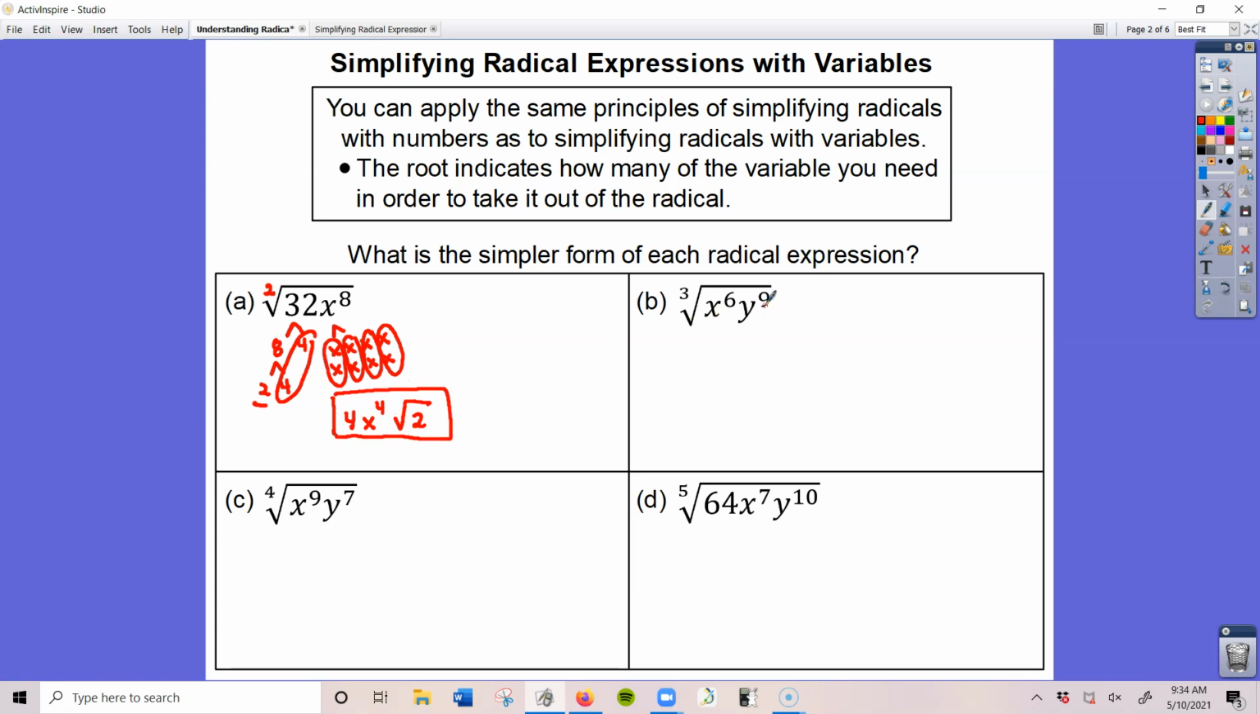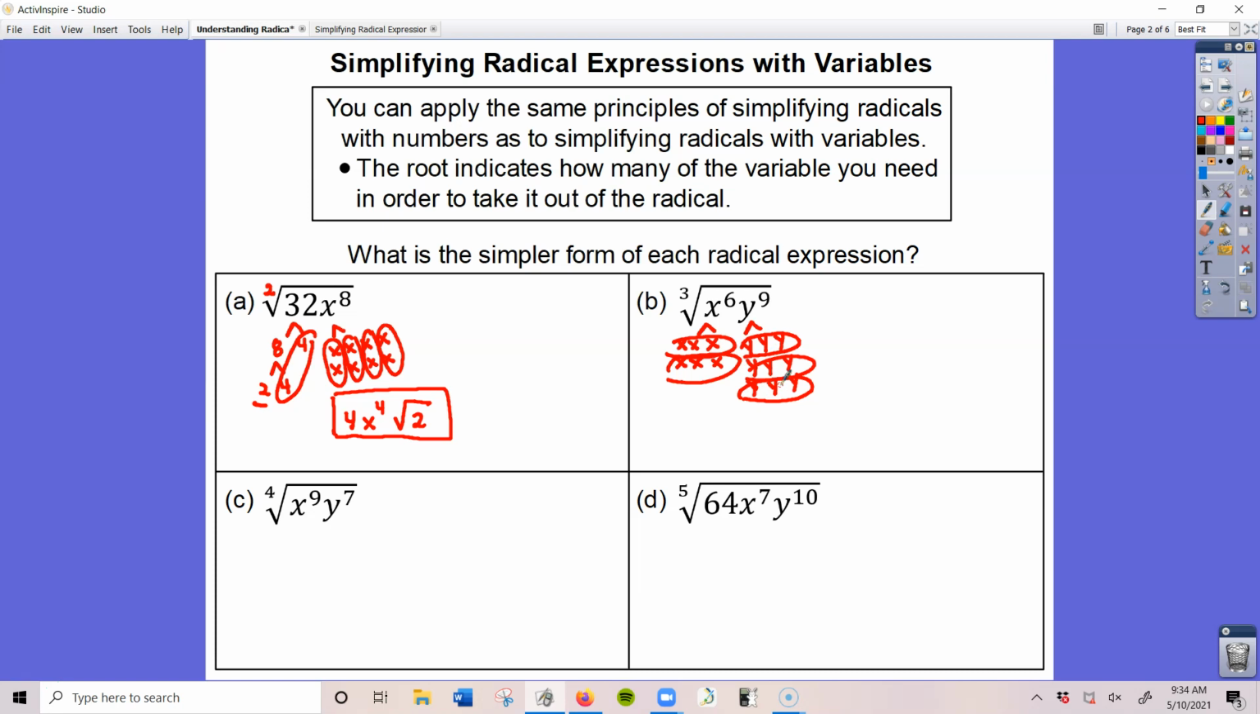Let's try that again. Here we have the cube root of x to the 6th, y to the 9th. So again, this means that we have 6 x's. And this means that we have 9 y's. Because this is a cube root, that means that we need 3 identical of each term to move it outside. So we have 3 x's here and here. And we have 3 sets of y's.